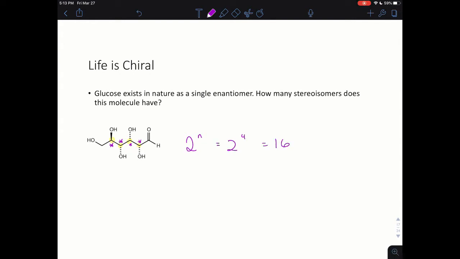There's 4 stereocenters. So that means that there are 16, rather, stereoisomers of glucose. Excellent. Who wants to draw them all? No one wants to draw them all.